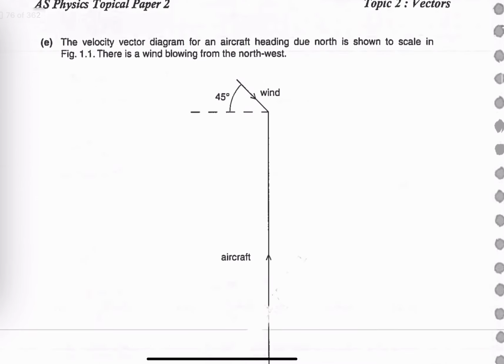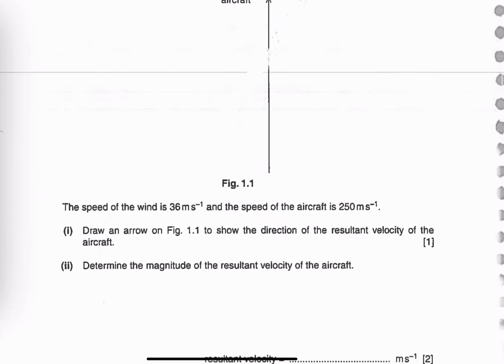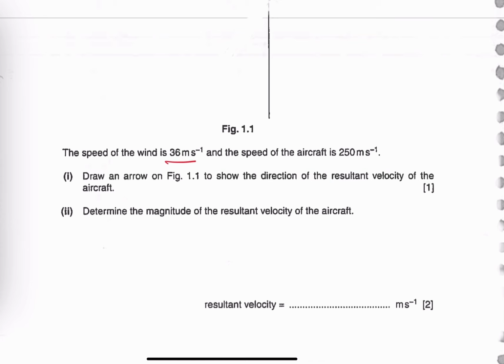In part E, the velocity vector diagram for an aircraft heading due north is shown to scale in figure 1.1. There is a wind blowing from the northwest. The speed of the wind is 36 meter per second and the speed of the aircraft is 250 meter per second. Draw an arrow to show the direction of the resultant velocity of the aircraft. Again, it's an own scale diagram. You have to measure it properly and make it on a paper.